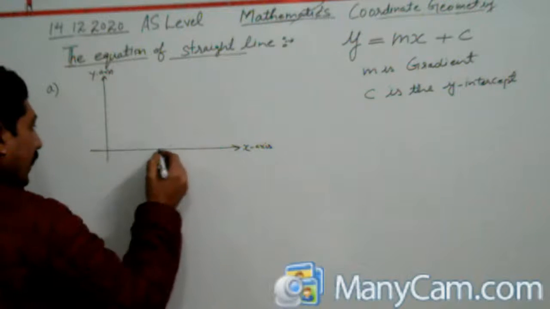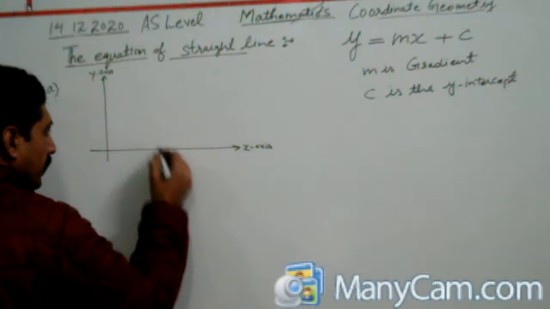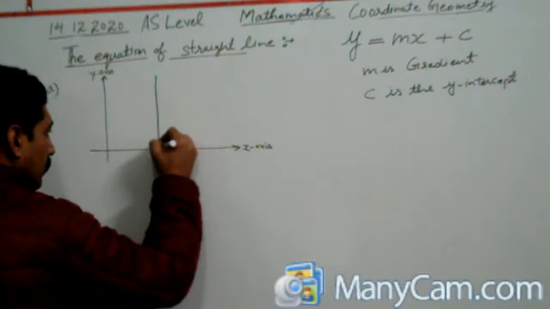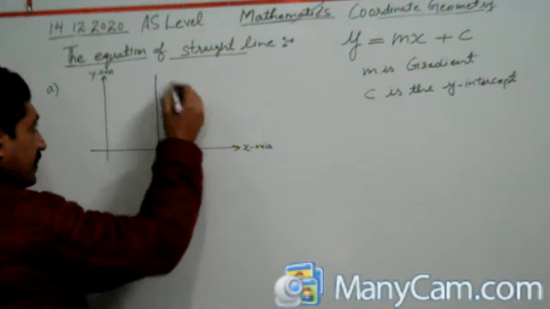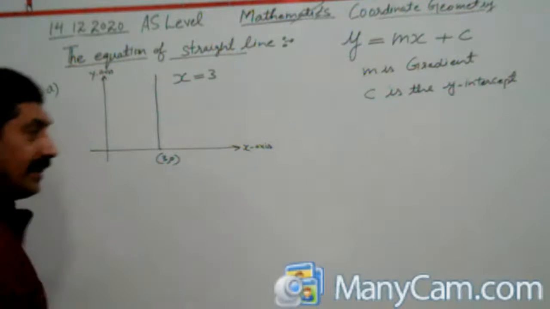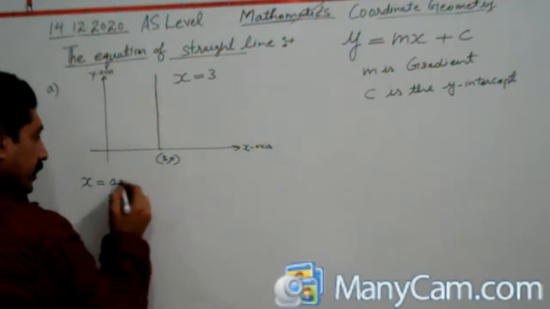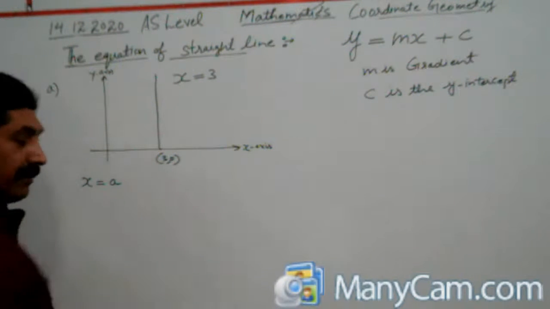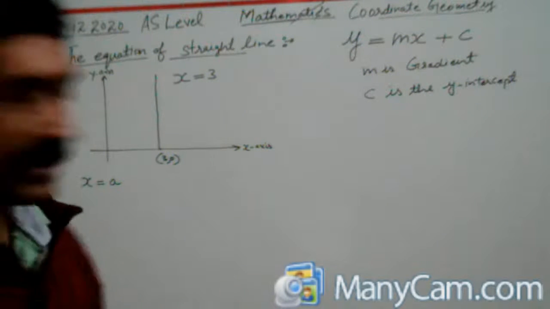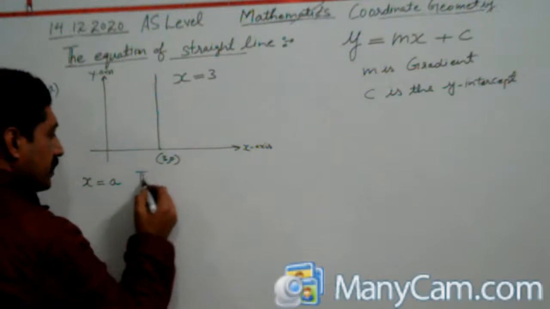If we draw any line, suppose this is the point (3, 0). Here is the line. This line, x is equal to 3, or any line of the form x is equal to a, is always the equation of a line parallel to the y-axis, right? This is the equation of the line.